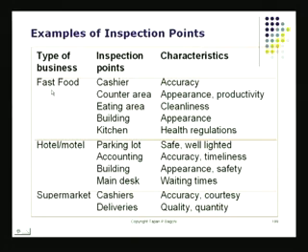If it's a fast food business, the inspection point should be cashier. And what you should be doing there is inspect for accuracy. Counter area, appearance and productivity, eating area, cleanliness, building, appearance, kitchen, health regulations. These would be the targets of your inspection if you are in the fast food business.